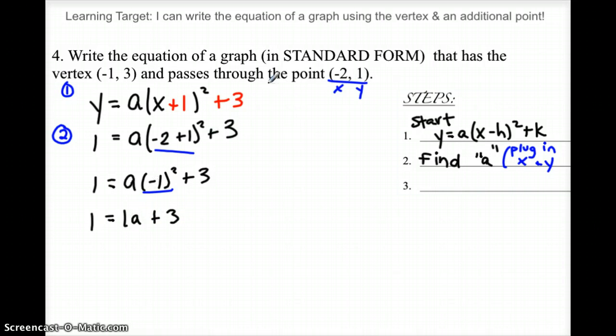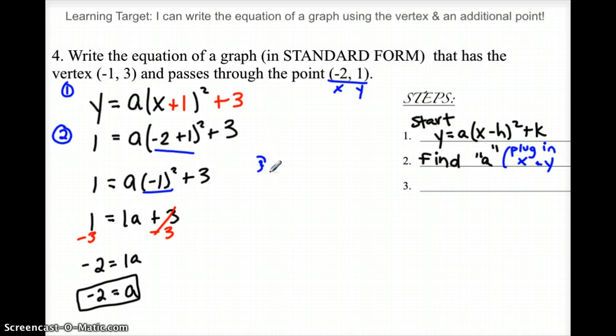Okay. So now I need to subtract 3, because I want to get a by itself, because you know that's what I'm trying to find to begin with, right? So I'd have negative 2 equals 1a. So either you divide or you know that 1a is the same as just a. So we know that a is negative 2. Okay, so, but where do I go from here?